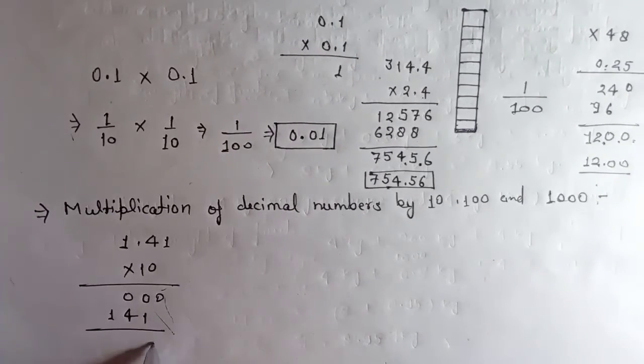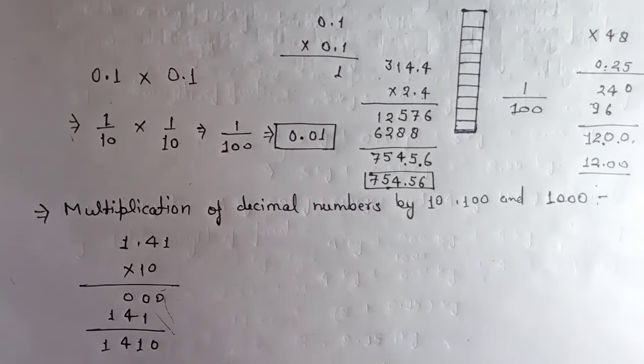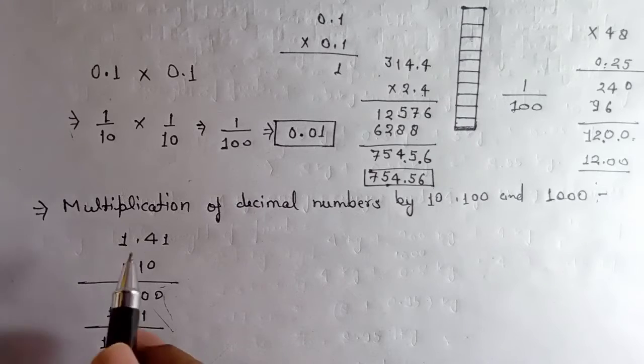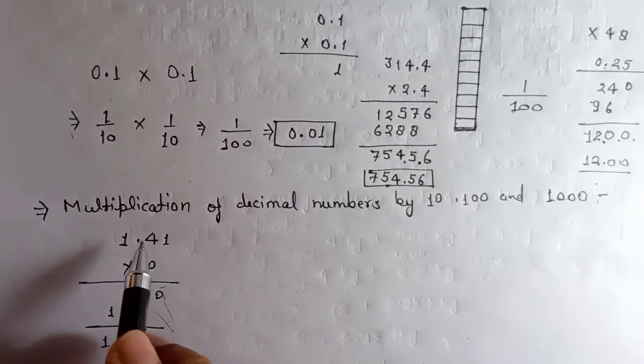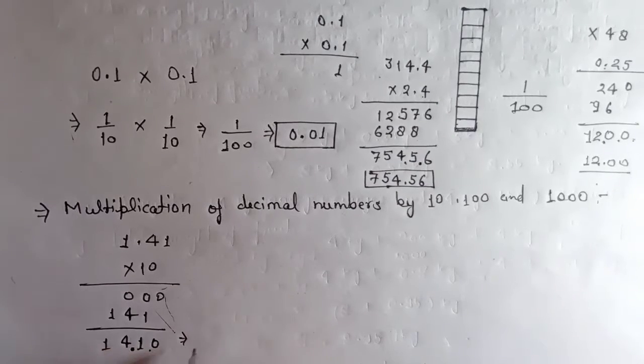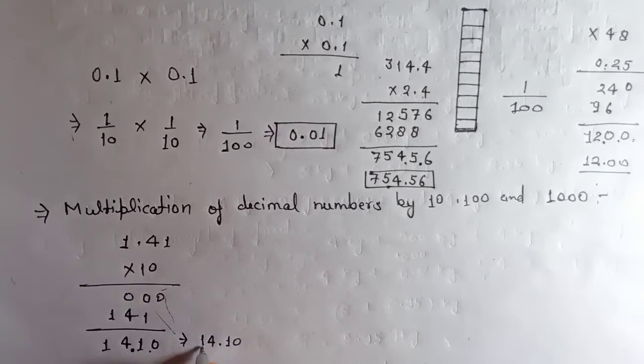Now add these numbers, you get 0, 1, 4 and 1. This is very simple, but you can check here. You can see there are 2 digits after the decimal point. So count from here 1, 2. After 14 you have to place, after 4 you have to place a decimal point, and this is your result, that is 14.10. You can place 0 too.